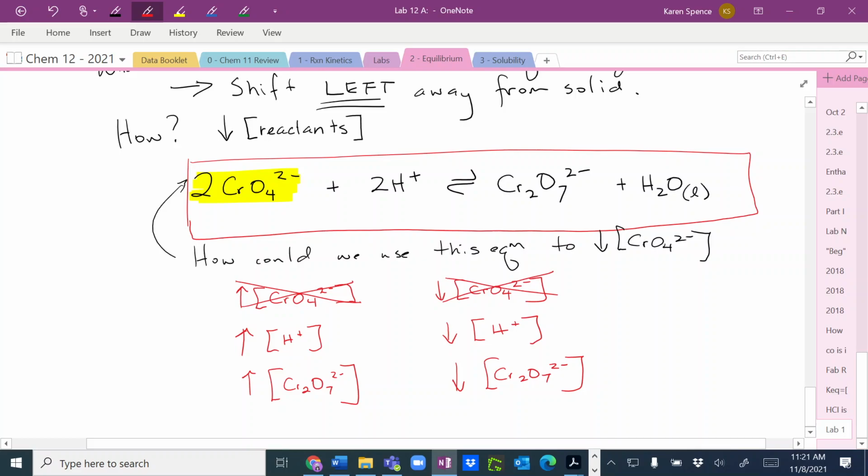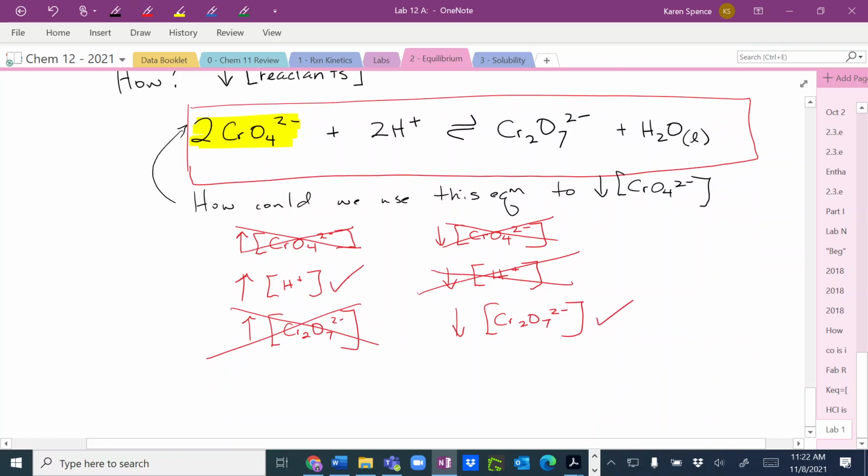How about increasing the concentration of hydrogen? Will that work? Yes. Obviously, that means that decreasing the concentration of hydrogen will not work. Would it work if we increased the concentration of dichromate? No, because that would shift it to the left, which would mean that we would have more chromate, right? How about decreasing the concentration of dichromate? Yes. So either of these are good options, but this one is much easier to achieve, okay?